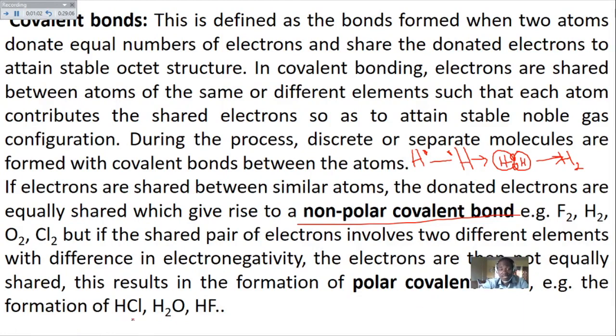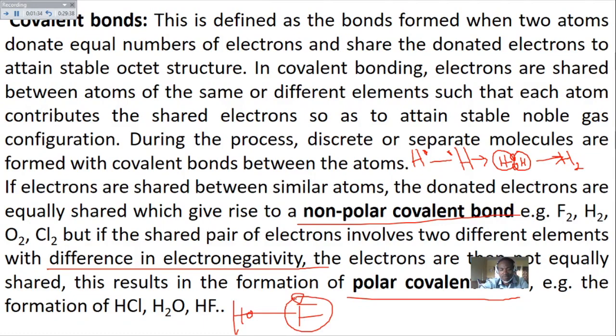But if different atoms are involved in sharing electrons to become stable, with a difference in electronegativity, then such a compound we call polar, because we'll be having a plus and a minus end. An example is this: when I have hydrogen and I have fluorine, hydrogen has one valence electron and fluorine has seven. 1, 2, 3, 4, 5, 6, 7. Then hydrogen is sharing its electron with fluorine. Fluorine is the one taking it, and hydrogen becomes H plus. They are sharing because both of them must become stable.